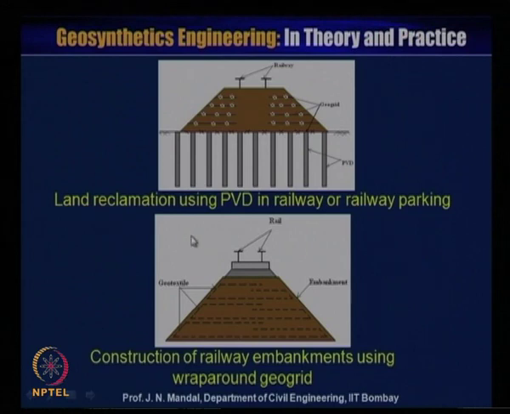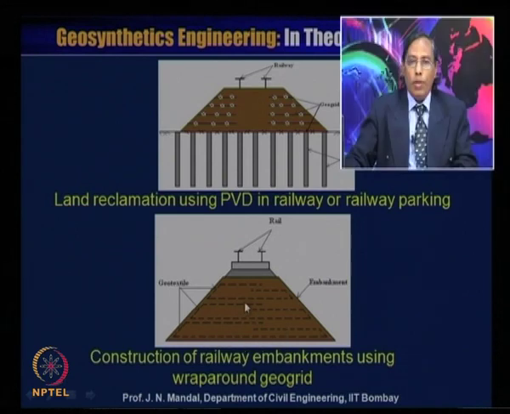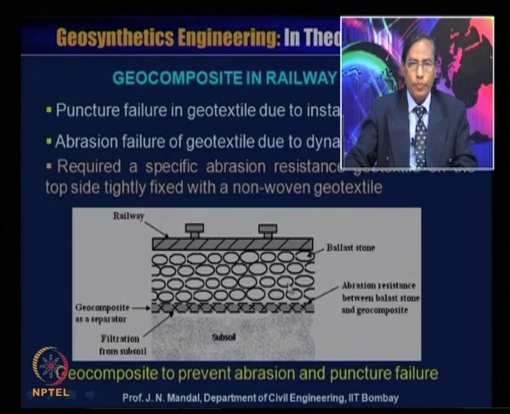This is land reclamation using the PVD in railway. The PVD has been installed, and then the embankment has been constructed on top, and the railway can pass through this kind of embankment. This is construction of a railway embankment using the wrap around geogrid. You can wrap around the geogrid and construct the slope, and the railway line can pass through this.